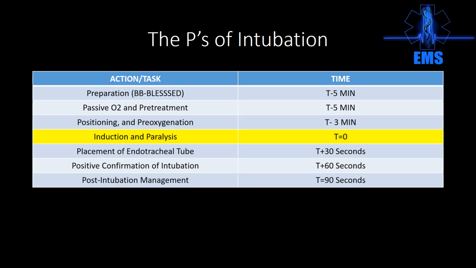All right, now we're at T-0. This is induction and paralysis. And we're quickly, bang, bang. So we're pushing ketamine, we're pushing the etomidate, followed by the paralytic. And then if we're using succinylcholine, we're waiting for the fasciculations to stop. If we're using rocuronium, we're not going to get fasciculations. It's not going to happen. The medicine doesn't work like that.